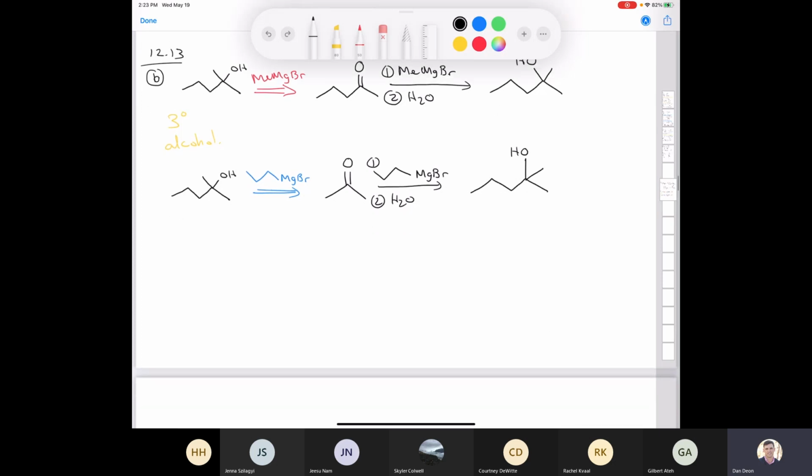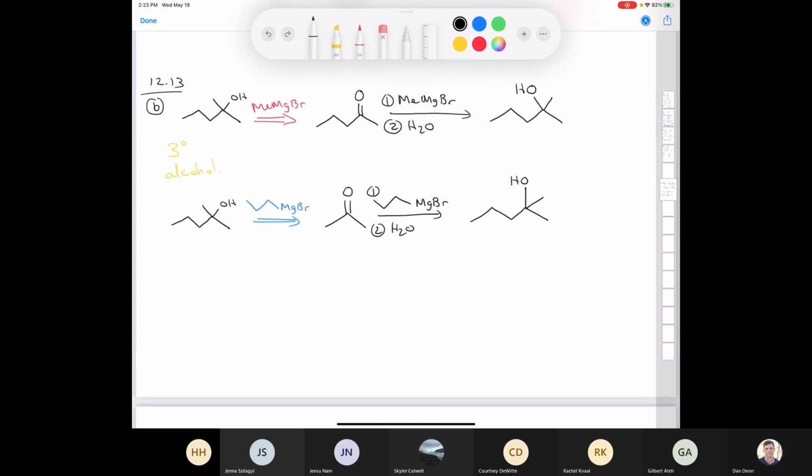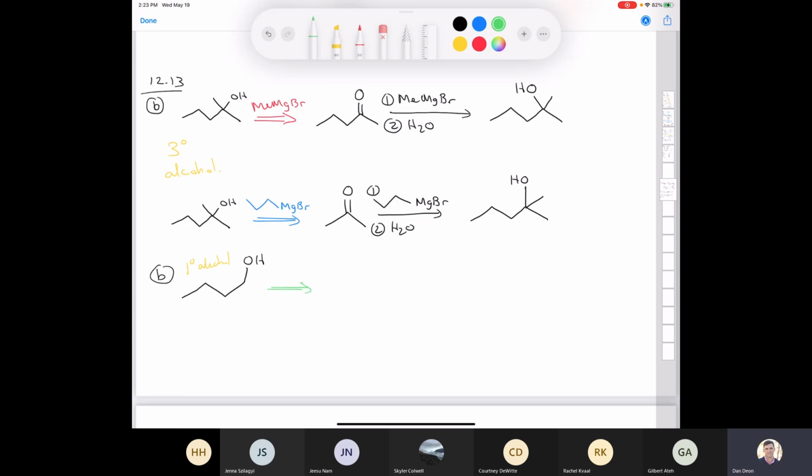Let's try another one. Let's try C. In this one, we want to make a primary alcohol. So if I want to make a primary alcohol, if I think about this in terms of retrosynthesis, I'm going to want to start with an aldehyde. Well, all I have on here are 2 hydrogens, and I'm not going to make a Grignard out of just a hydrogen. So the only thing I could do is to use this carbon chain over here. So I'm going to have to use propyl magnesium bromide again.